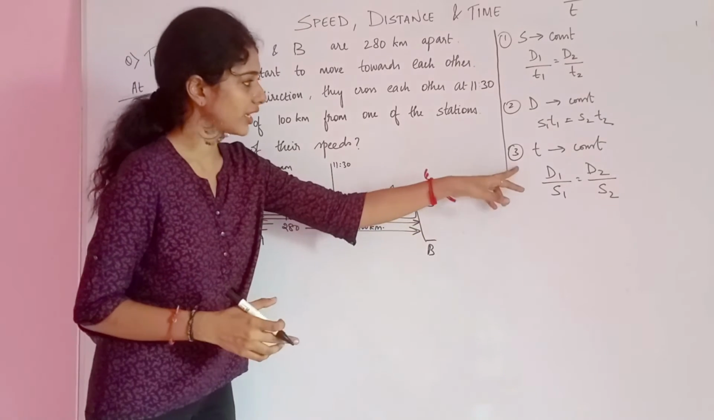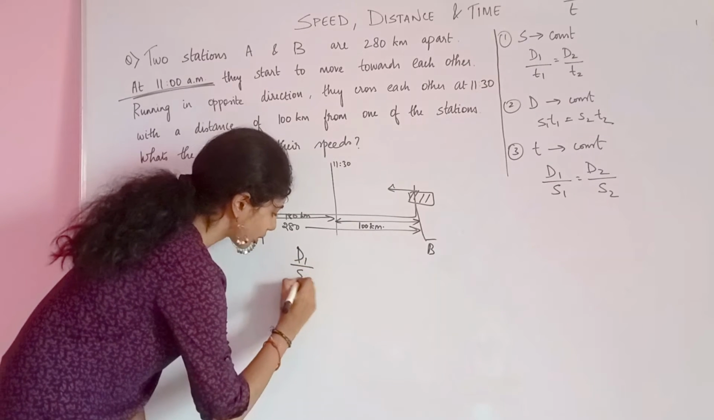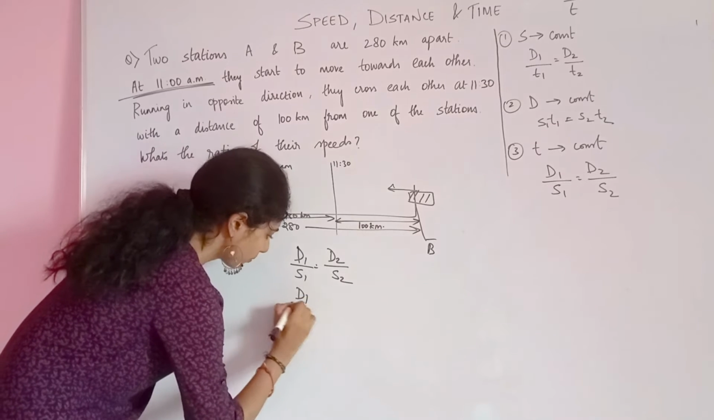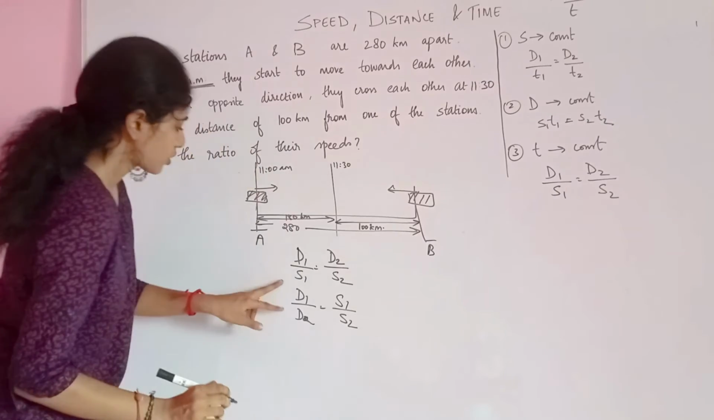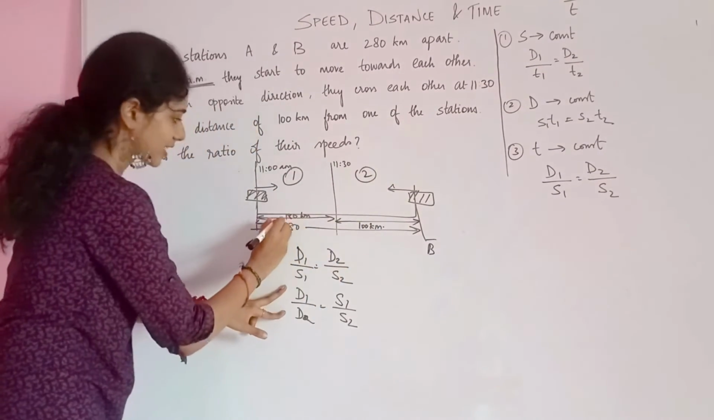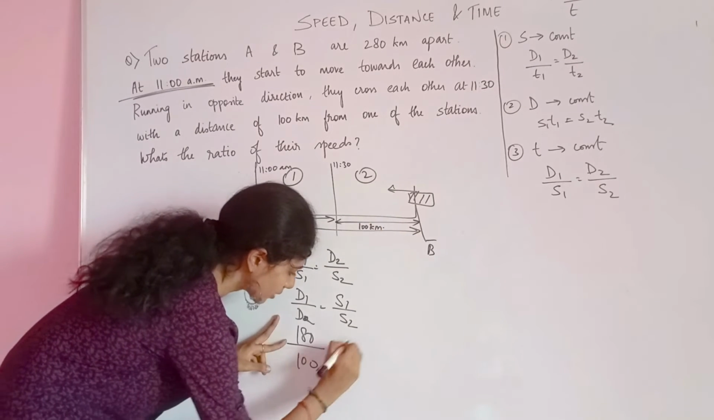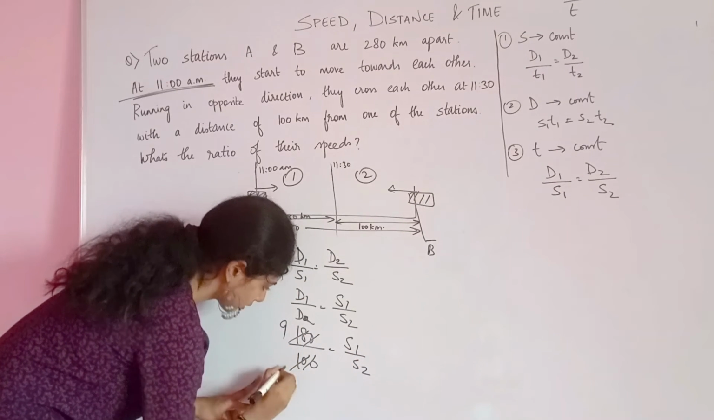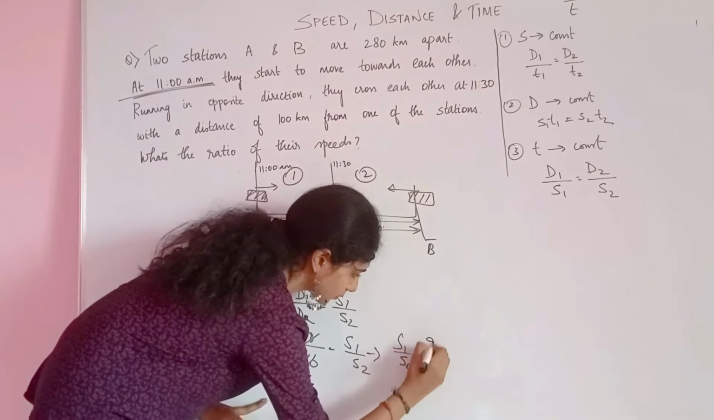So here the time is constant, so d1 by s1 is equal to d2 by s2 is the formula. So d1 by s1 is equal to d2 by s2. So d1 by d2 is equal to s1 by s2. So what is d1 here? Suppose I consider station A as 1 and station B as 2. So obviously this is 180 kilometer. 180 divided by 100 is equal to s1 by s2, which is nothing but 9 by 5. So therefore the ratio of the speed is nothing but 9 by 5.